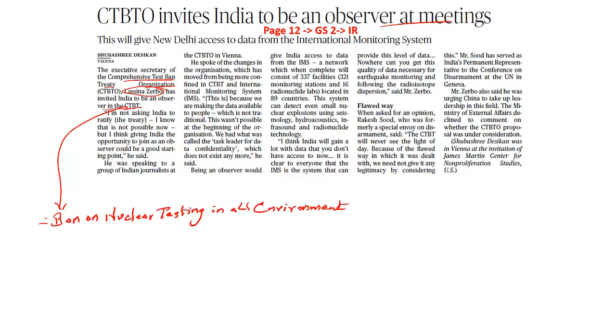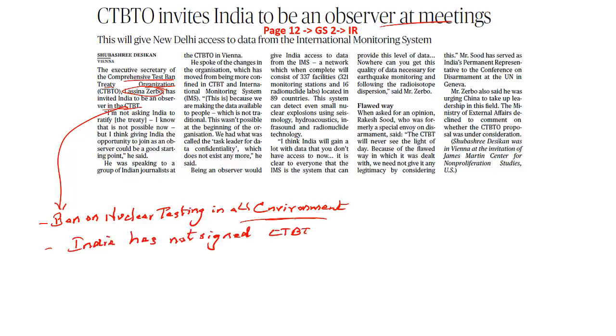So countries here will not be able to test their nuclear missiles or conduct nuclear explosions in all environments, whether it is in the atmosphere or underground, whether it is in water or wherever it is. They will not be able to conduct any testing or explosion in any environment. Another key important point is that India is not a signatory to this particular treaty.